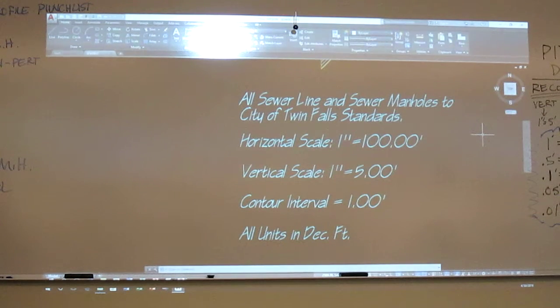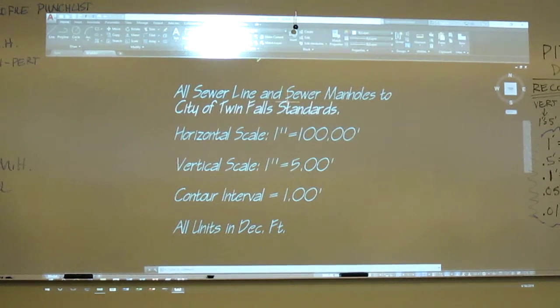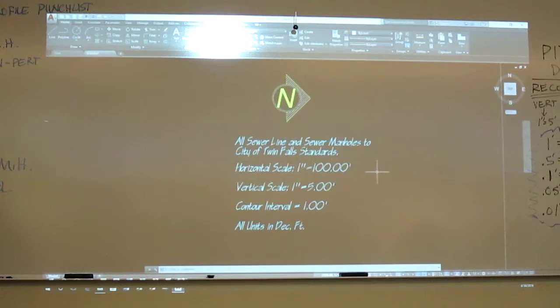This is your notes for the title block. So in essence, we're basically just doing a generic note. We're going to Twin Falls standards on our manholes. Horizontal scale, vertical scale, contour interval. All units in decimal feet. North arrow.